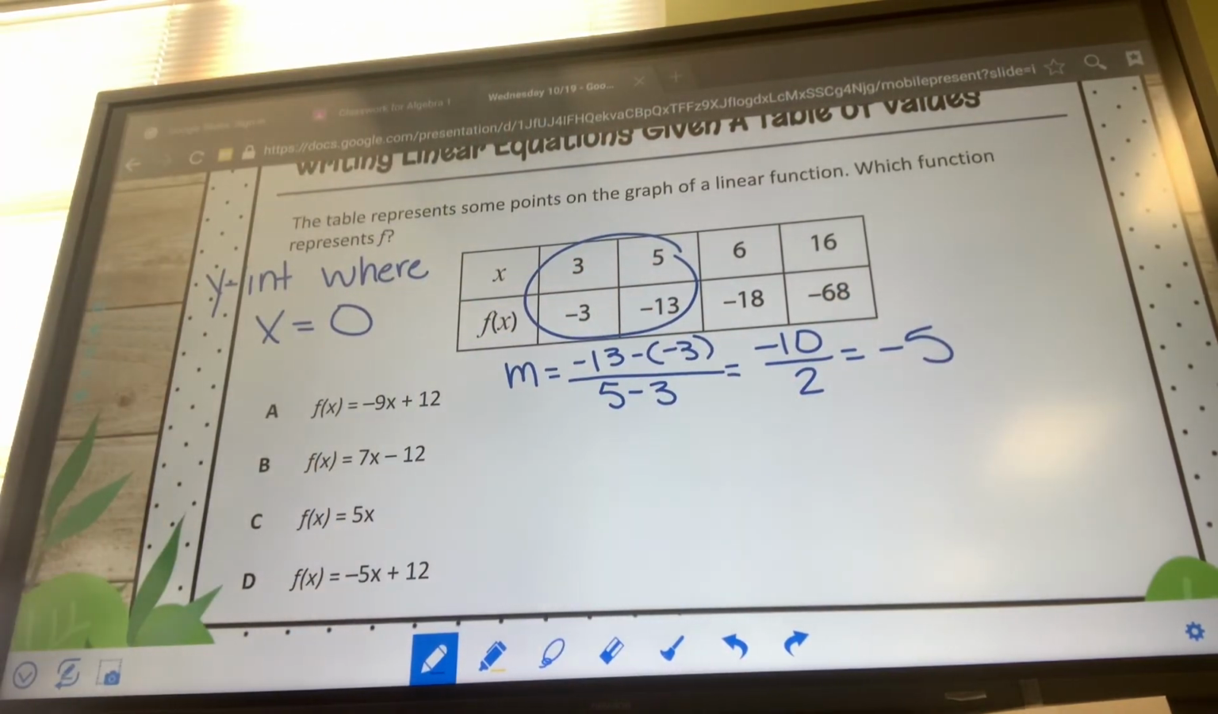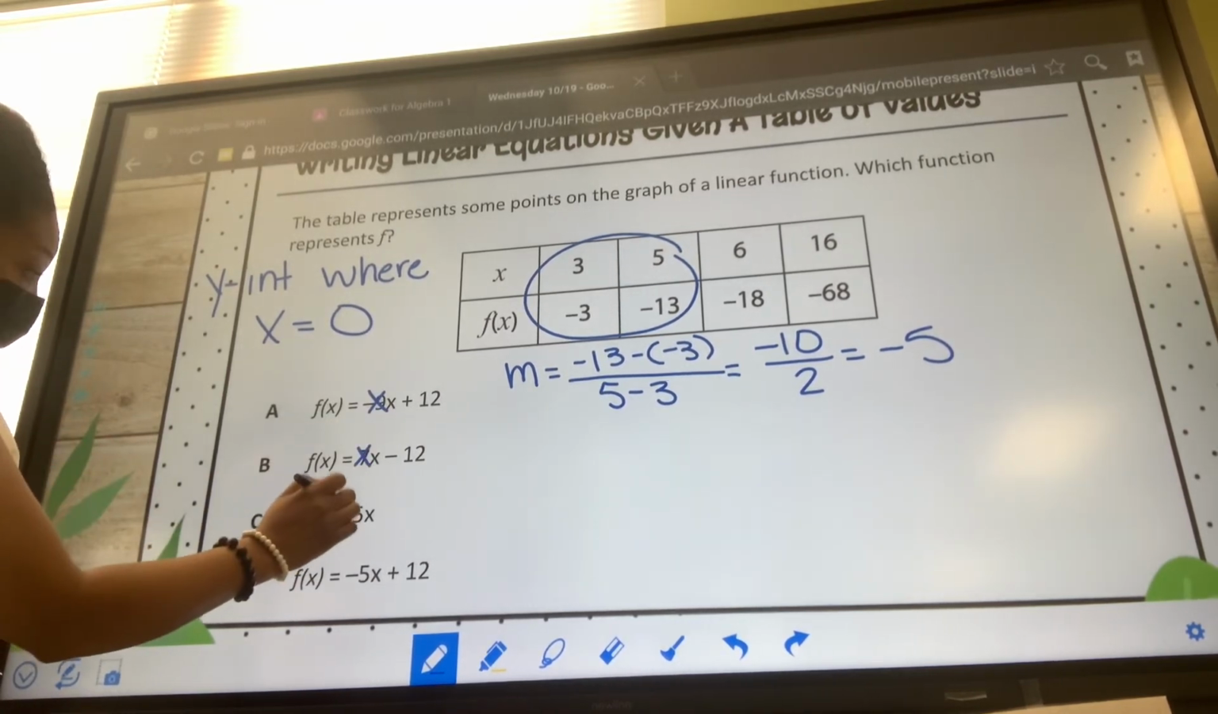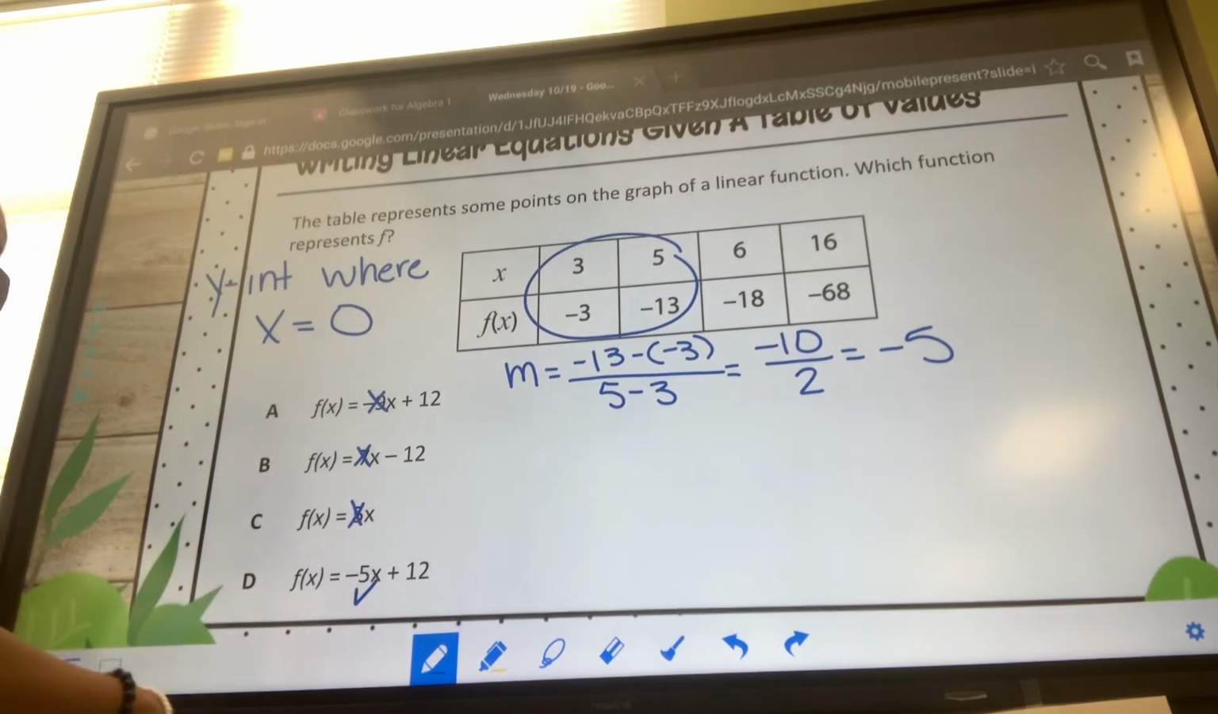Well, let's check these slopes. Nope. Nope. Nope. Yeah. So basically, we want D to be the answer. D. I mean, it's the only one with a negative 5 slope.